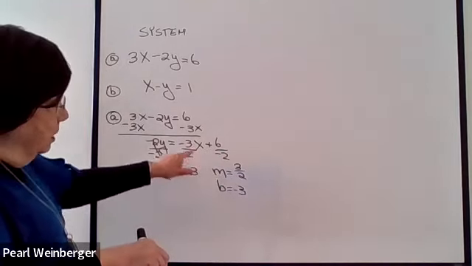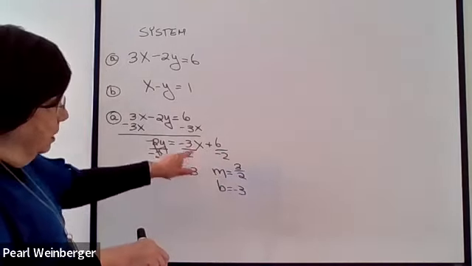What you have to do is take the answer and put it into each equation and see if it works. So if we want to check equation A, we're going to take the X and replace it with 4, and we're going to take the Y and replace it with 3. So it's going to be 3 times 4 minus 2 times 3 equals 6. Let's see if this is true.